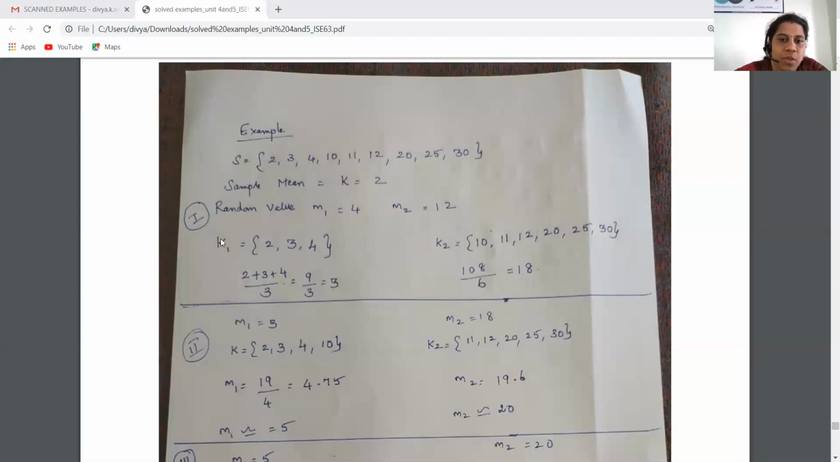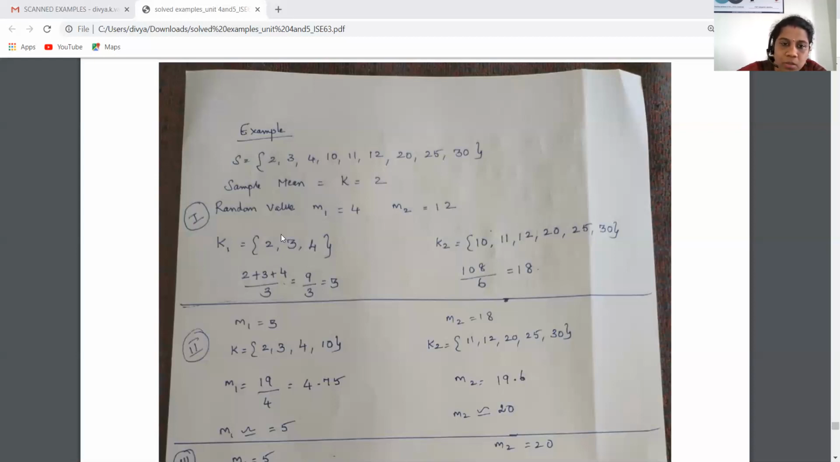Now we are going to take the mean values. Suppose I take the first cluster as 2, 3, 4. Randomly we are assigning the first cluster as 2, 3, 4, where 4 represents the first cluster. That means 4 is the mean. For the second cluster we are taking 10, 11, 12, 20, 25 and 30, and for this cluster we are taking the mean value as 12. Now we have randomly taken the first cluster and second cluster.